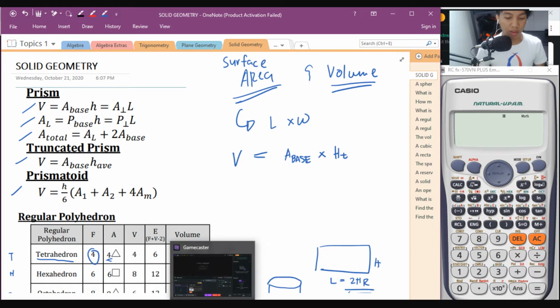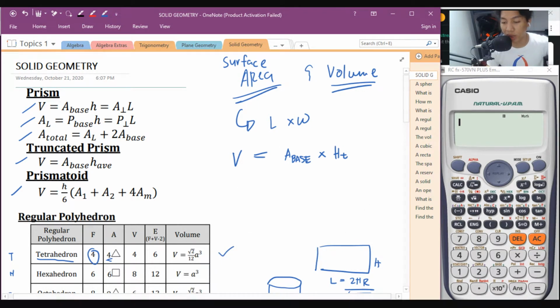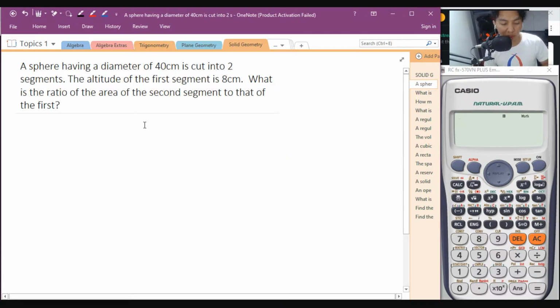Much easier to understand kapag isinolve natin siya. Okay? So, let us go with problem number 1. Problem number 1. A sphere having a diameter of 40 cm is cut into 2 segments. Okay? 2 segments. The altitude of the first segment is 8 cm. What is the ratio of the area of the second segment to that of the first?